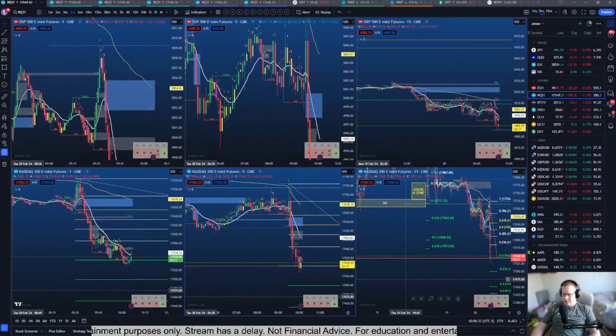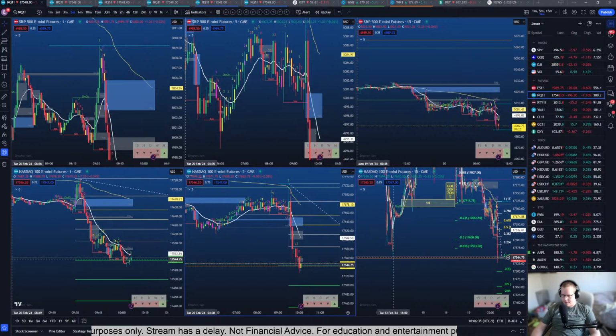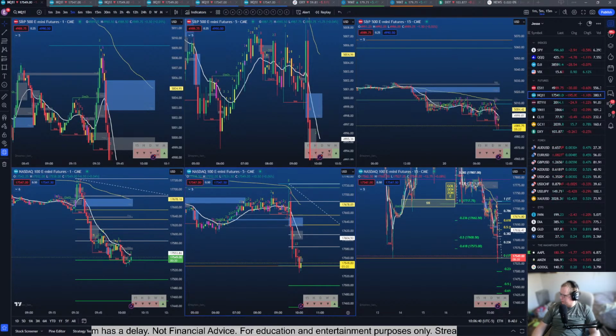Well, we have to be careful here, right? Because look at what level we're at right now. Last week's lows. Got to be careful of that.